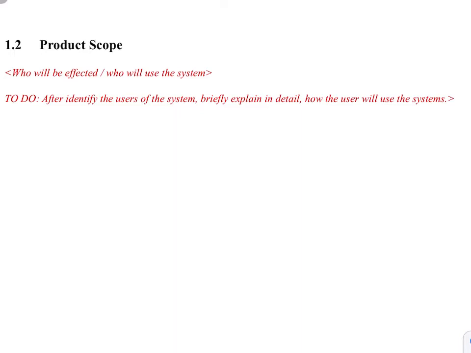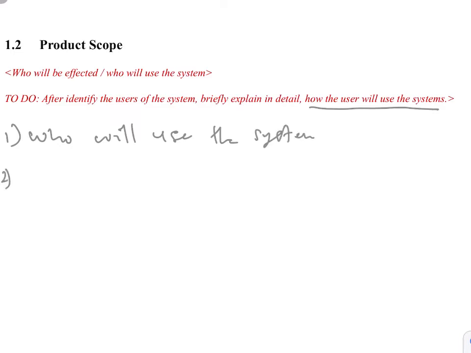Next is the product scope. What would you write in the product scope? After identifying the user of the system, briefly explain in detail how the user will use the system. So basically in product scope, we discuss number 1, who will use the system. Number 2, how the user uses the system.